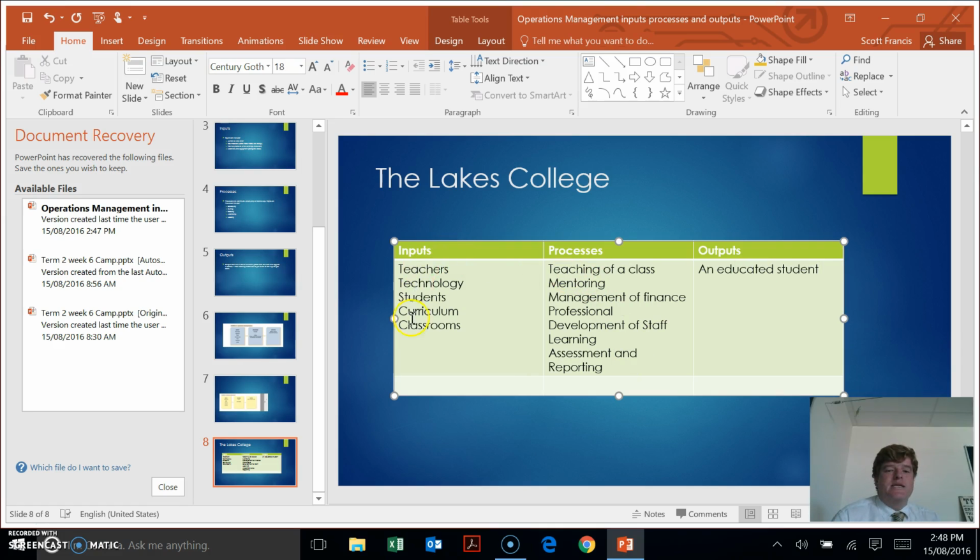Or you might look into these inputs and say, okay, if these are the key inputs, we have to think about how we manage to make sure they're all high quality. How do we do that? Or you might say, okay, which are the most important processes in here? You might say, well, teaching of a class might be number one and professional development of staff might be number two. So, how do we manage those really key processes and make them outstanding, make them better than everyone else? So that's how you could use that, because if you just put that information in, it's not going to excite me. Right?